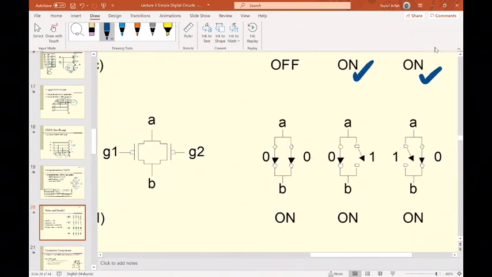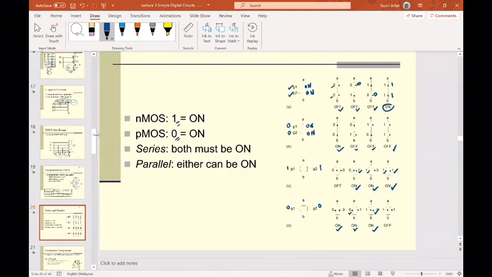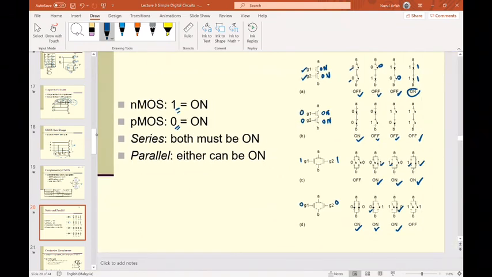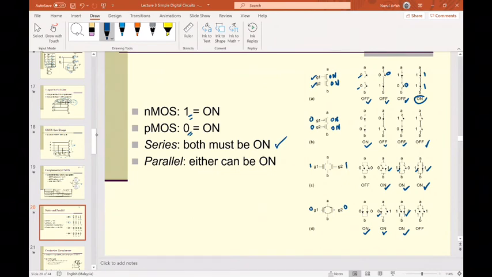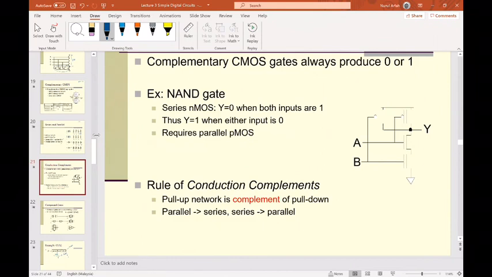If you have a series for this OR condition, then you need to supply 0 to the gate in order to turn on the PMOS. Okay, supply 0 to the gate, and then you will turn on this. So meaning to say, if you have this and this, you will turn on the series or parallel circuit. Okay, so for series, both should be turned on. For parallel, either one should be turned on.